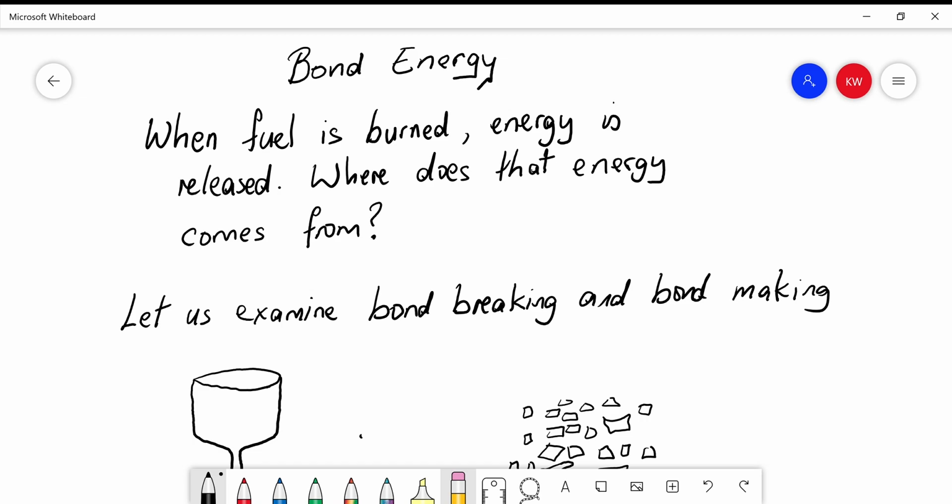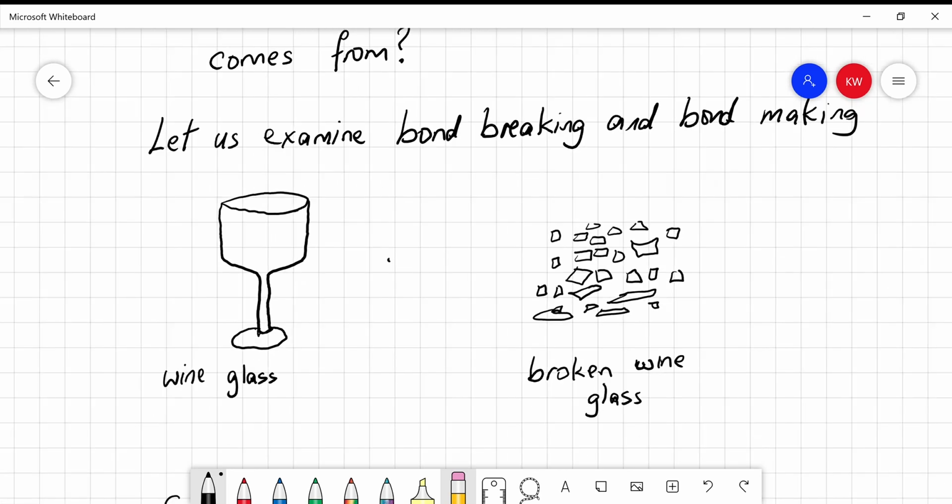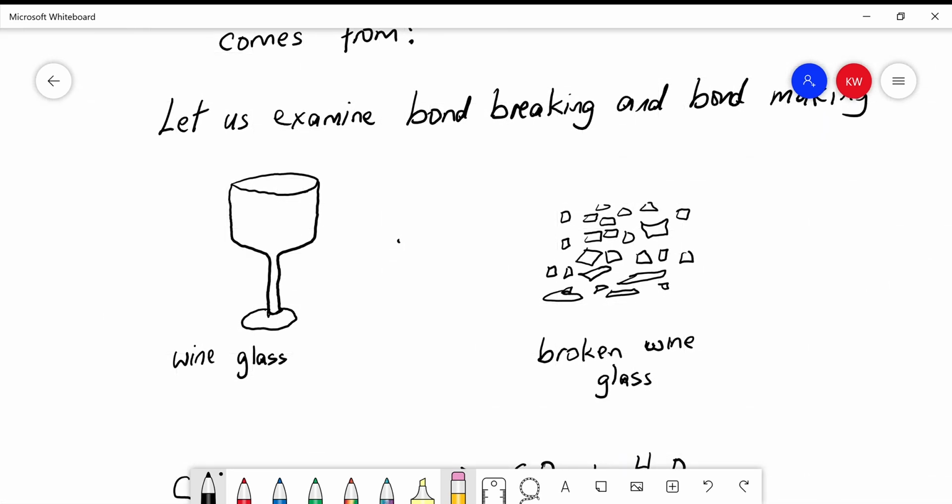In order to answer this question, we're going to have to look at bond breaking and bond making. To get an idea of this, let's imagine we have our wine glass. Well, it's not my best drawing, and this is the wine glass intact, and this is a broken wine glass. For this wine glass to be broken, it had to absorb energy. Some energy source must have come in, bang, shattered our glass, and we end up with a broken wine glass.